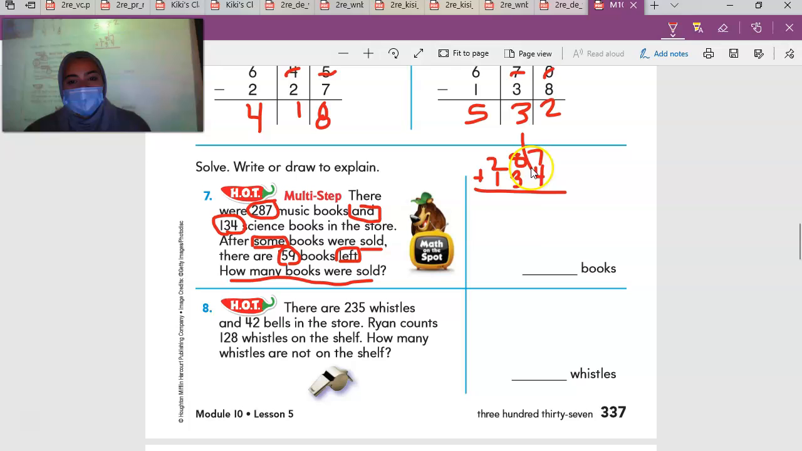7 plus 4 is? 11. 8 plus 1 is 9, plus 1 is, plus 3 is 12. 1 plus 1 is 2, and 2 plus 2 is 421. Now, some books were sold. There are 159 books left. So we have 421 take away 159.